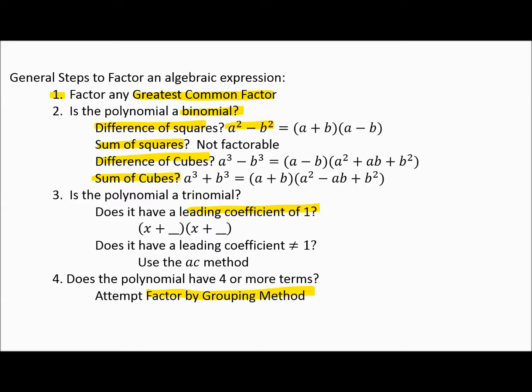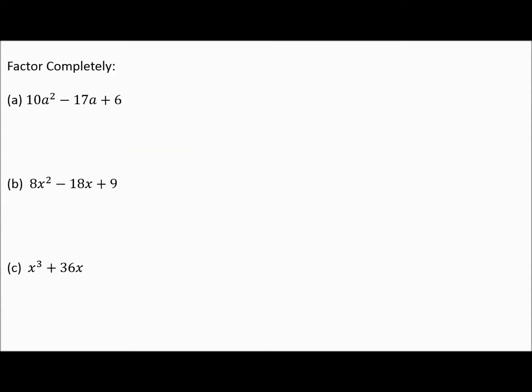So what I want to do is a bunch of problems in this video where you're just presented with factor completely. That's the directions, factor completely, and you have to determine what's the best method to factor and follow through. So for our first problem, we have 10a squared minus 17a plus 6.